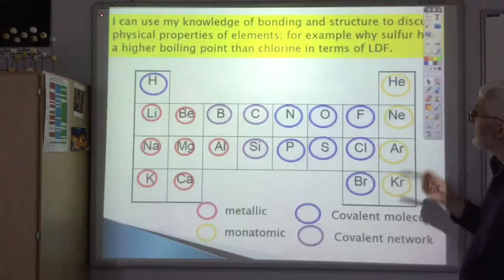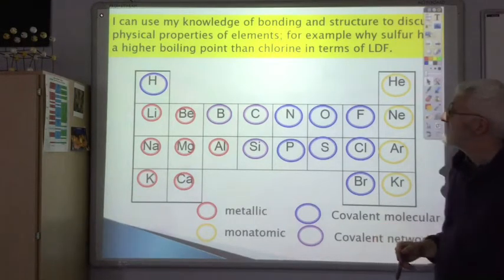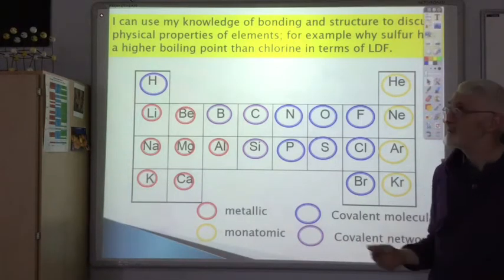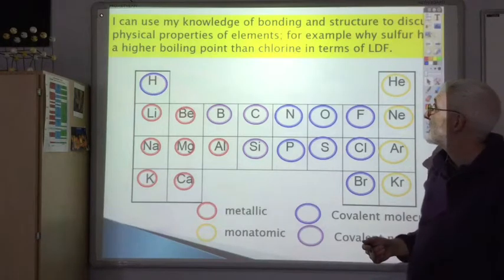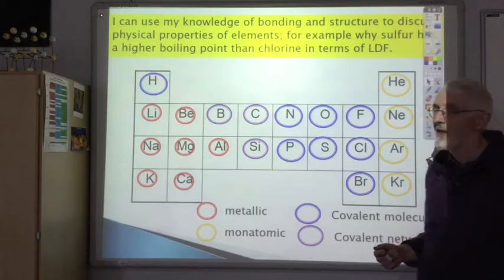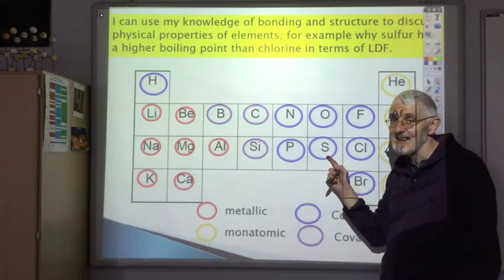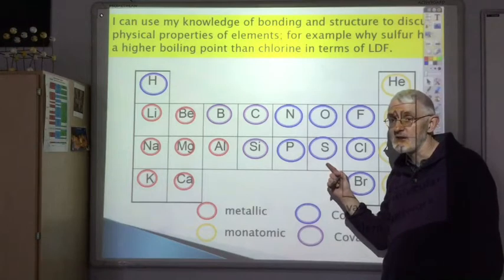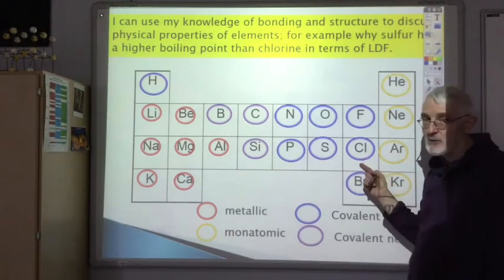And the final learning outcome was I can use my knowledge of bonding and structure to discuss physical properties of elements, melting points, boiling points, etc. For example, why sulfur has a higher boiling point than chlorine in terms of LDF? Well, I think I've already covered that. Sulfur is S8, so it's a big molecule, strong London dispersion forces compared with chlorine, which is just Cl2.